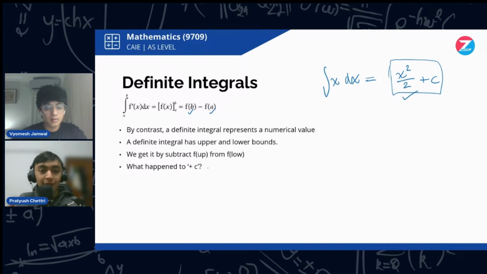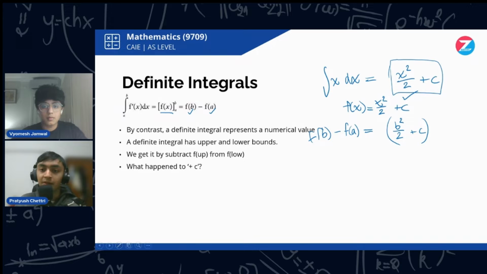And here's a good point. What happened to our plus c? Why do we end up with a number without a c? Well, imagine this function f of x is, let's say, x squared by 2 plus c, right? And if we do f(b) minus f(a), then that's b squared by 2 plus c.